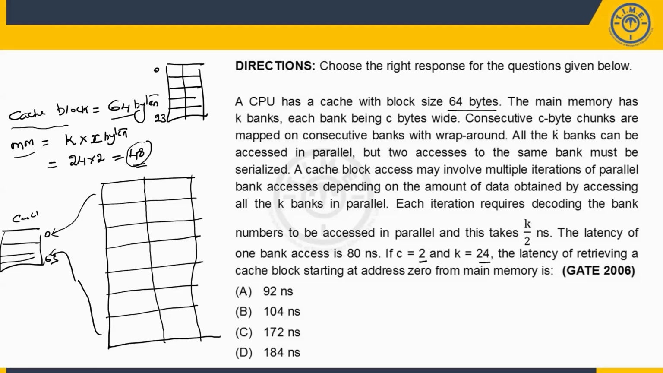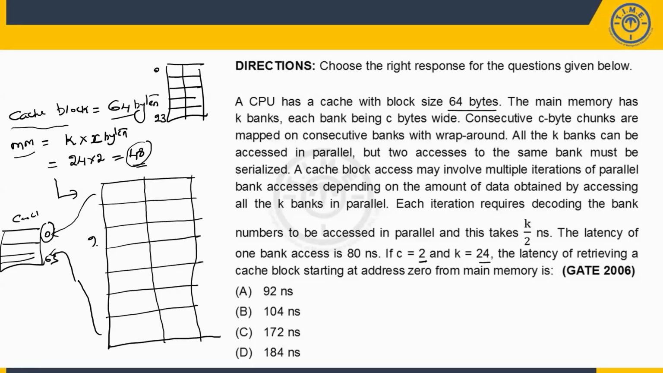What is given here? Consecutive C byte chunks are mapped on the consecutive banks and wrap around. So each bank is getting mapped to its respective corresponding block and bank in the cache memory. Okay, so 0 will get mapped to 0, till 48 gets mapped to 48. When it comes to 49, 49 again gets mapped to 0. Okay, wrap around. All the K banks, when main memory is being accessed, in one access, you will be able to access all the banks since the access can be done in parallel. But two accesses to the same bank must be serialized.